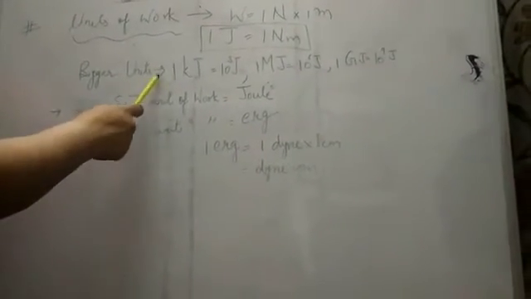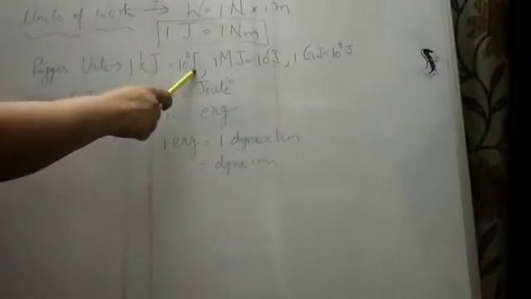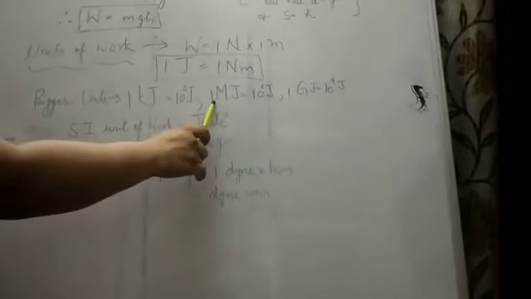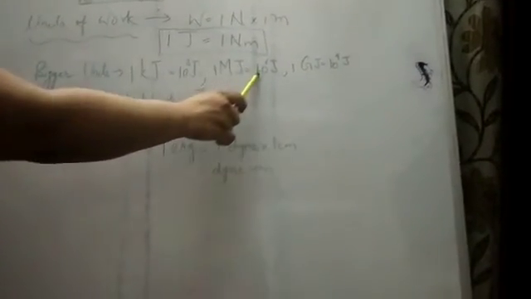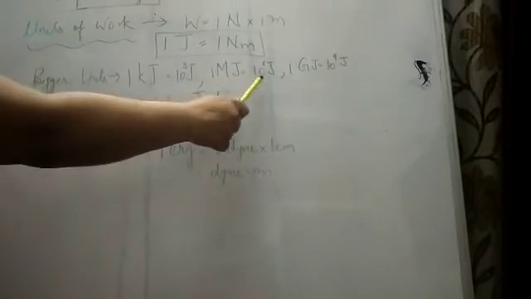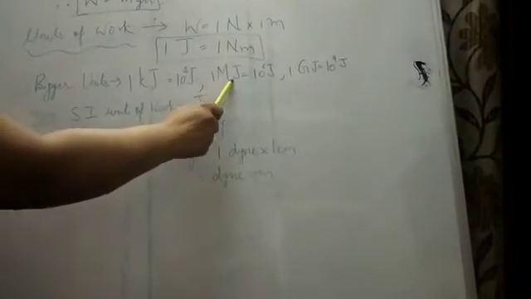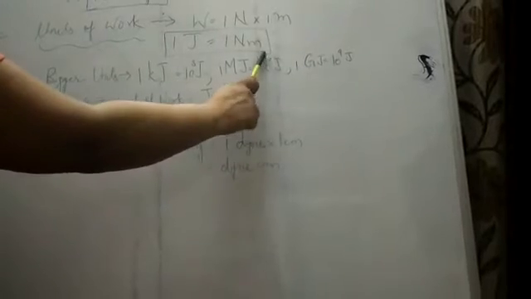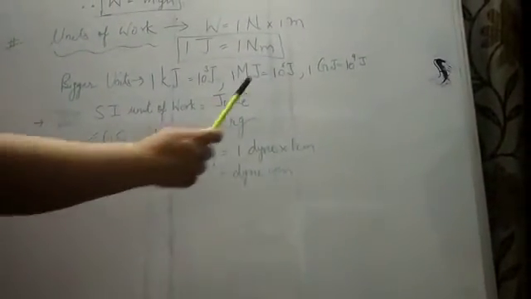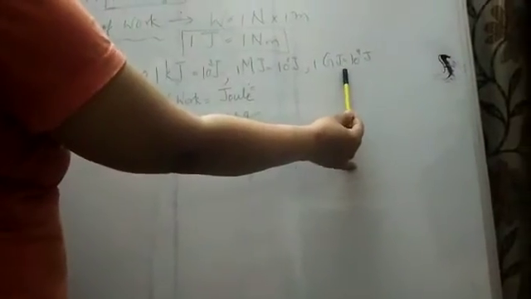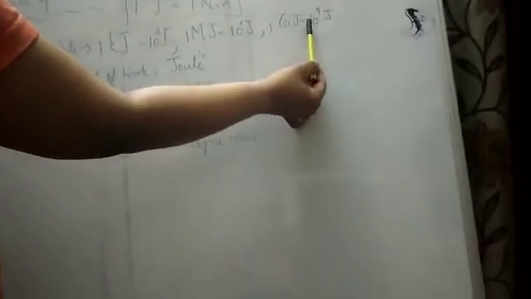Now some bigger units. 1 kilojoule is equal to 10 to the power 3 joules, because the prefix was kilo, so we have put 10 raised to power 3. Another bigger unit, 1 megajoule, where mega is 10 raised to power 6, so 1 megajoule will be equal to 10 raised to power 6 joules. Next bigger unit is 1 gigajoule, where giga represents 10 raised to power 9. So 1 gigajoule will be equal to 10 raised to power 9 joule.